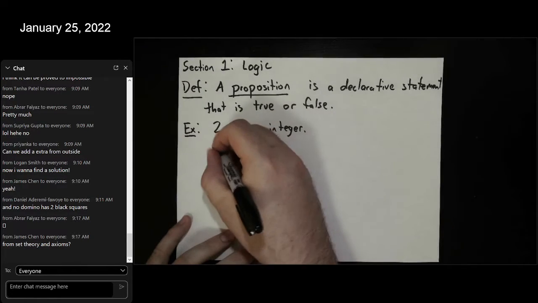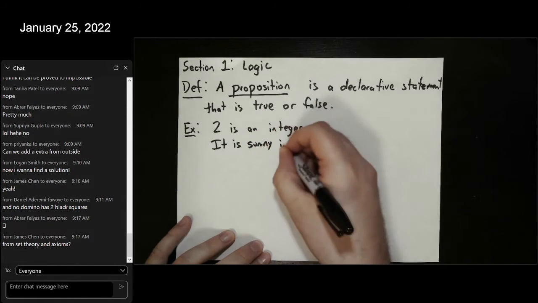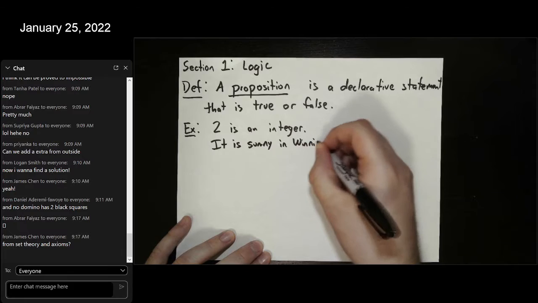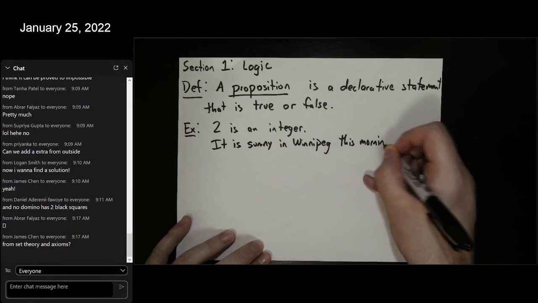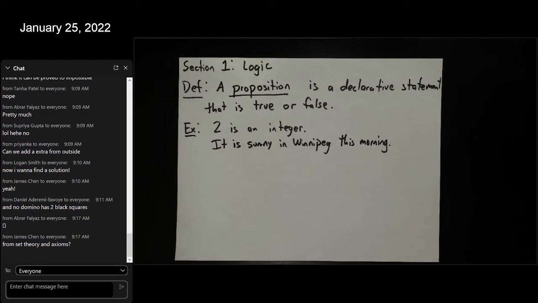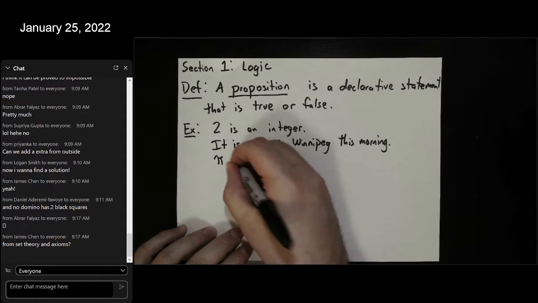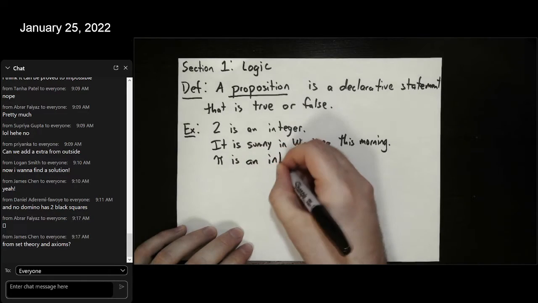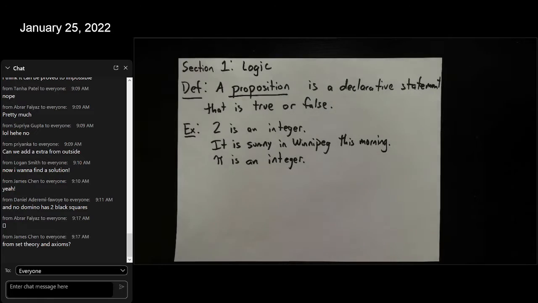I could write down it is sunny in Winnipeg this morning. That's a statement. You can go out and verify it. It is in fact sunny. I can even write down pi is an integer. This is a declarative statement. It's not true. It is false, but it's still a statement.